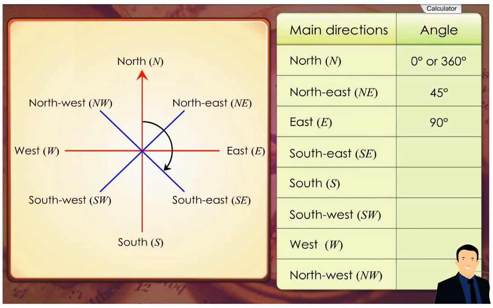The angle for southeast is 135 degrees. South is 180 degrees from the north. Southwest measures 225 degrees. West is 270 degrees from the north. And finally, the angle for northwest is 315 degrees. Remember, all the angles are measured starting from the north and in clockwise direction.